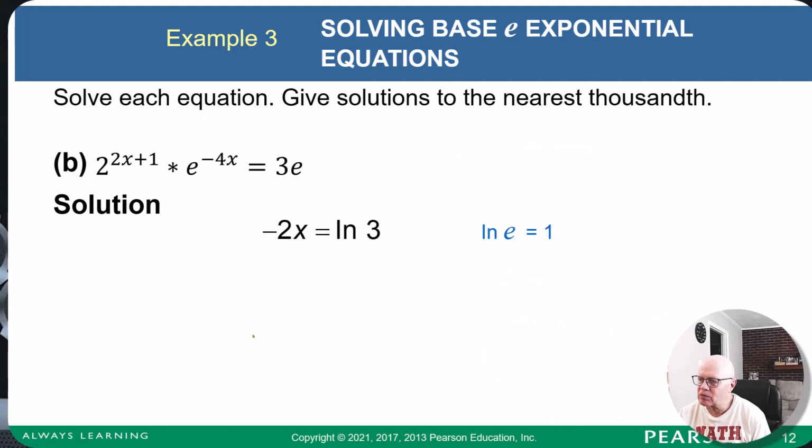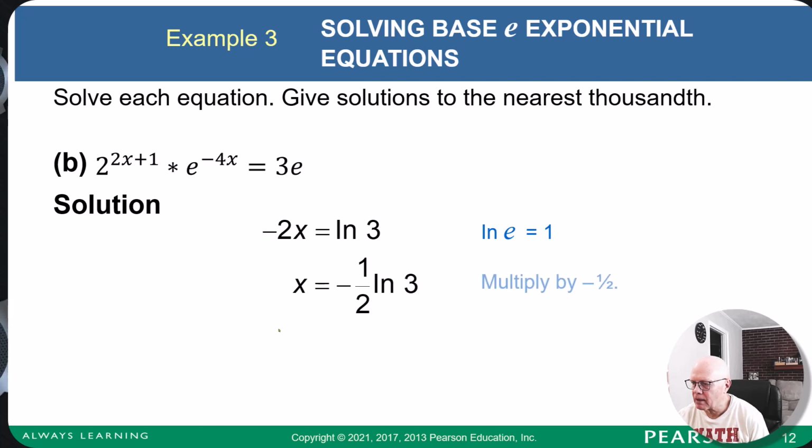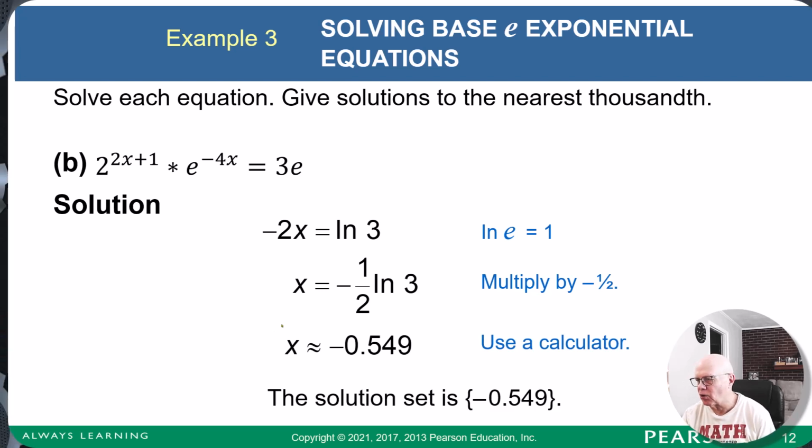So that becomes minus 2x equals natural logarithm of 3. And just divide both sides by a negative 2. And there's your exact answer. But you want it to the nearest thousandth. So hit the calculator and round off. There's your answer. And if you're looking for a solution set, there you go.